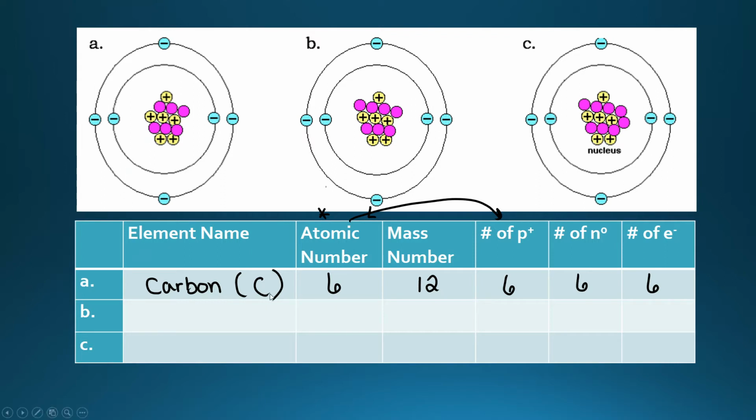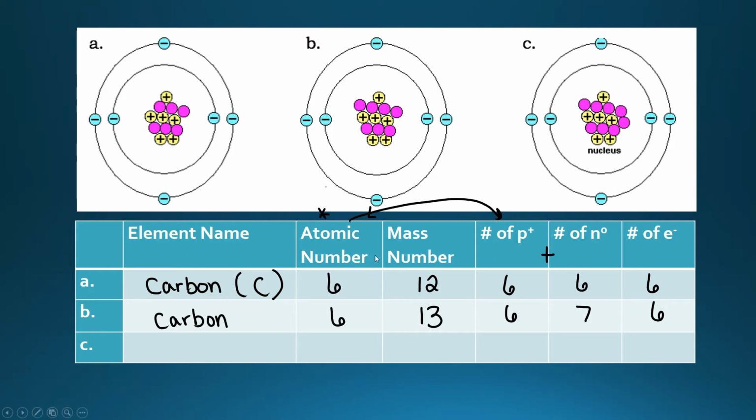For example B, same idea. We have 1, 2, 3, 4, 5, 6 protons as well. In this case, we now have 7 neutrons, but electrons are still 6. That means the atomic number is still 6, but our mass number has changed. We add these 2 together, so we now have a mass number of 13. But because protons are the same, giving us the same atomic number, we are still talking about good old carbon.